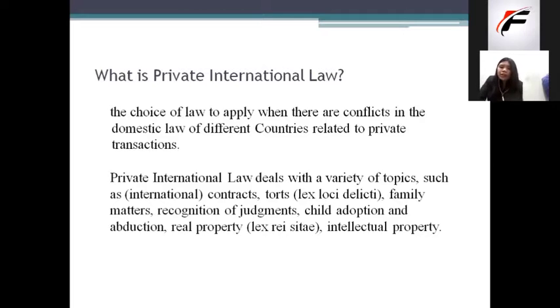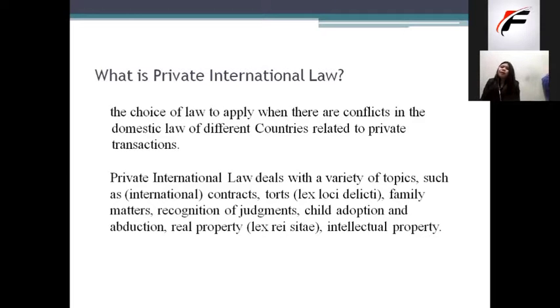Private international law deals with a variety of topics such as international contract, family matters, recognition of judgment, child adoption, real property and intellectual property, and etc. So, private international law applies when one country and another country make a private transaction or international transaction, and then a conflict arises. That's where private international law applies.